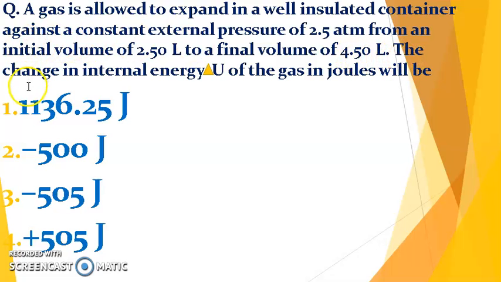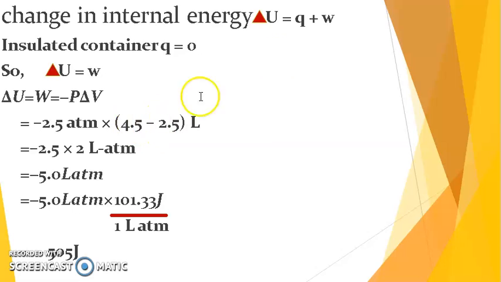Then the change in internal energy, that means del U of the gas, in joule will be. We have to calculate del U in the joule unit. They have given 4 options, from that we have to choose one. So for that, see the question, the change in internal energy is del U, no? So what is the equation for that? The internal energy del U is equal to Q plus W, right?